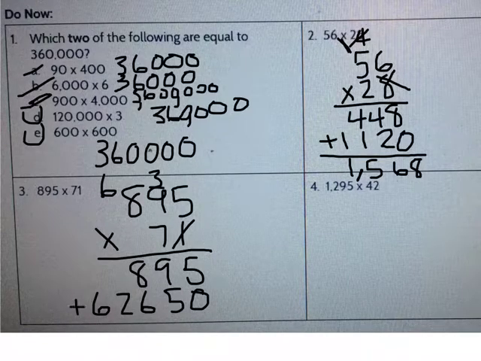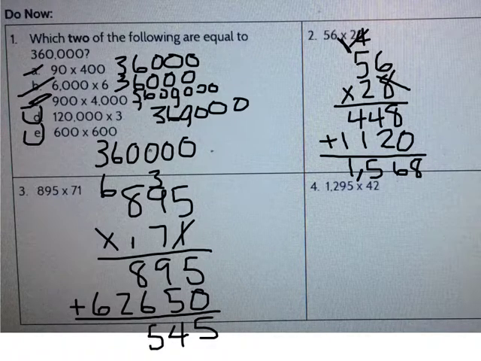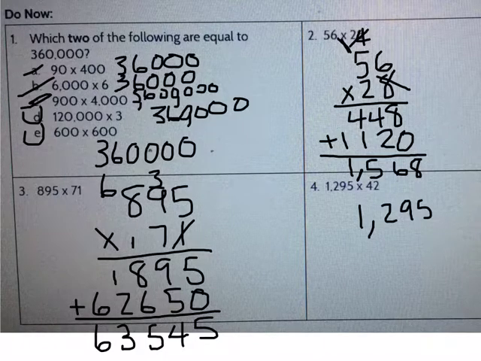Now I can add 5, 14, 15, 3, and 6. The answer is 63,545. Now let's multiply 1,295 times 42.